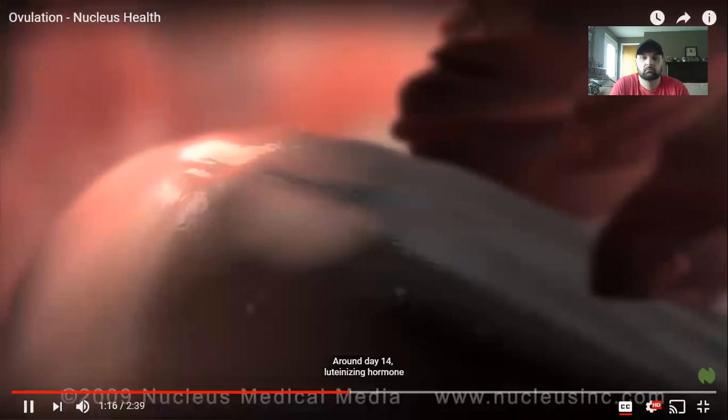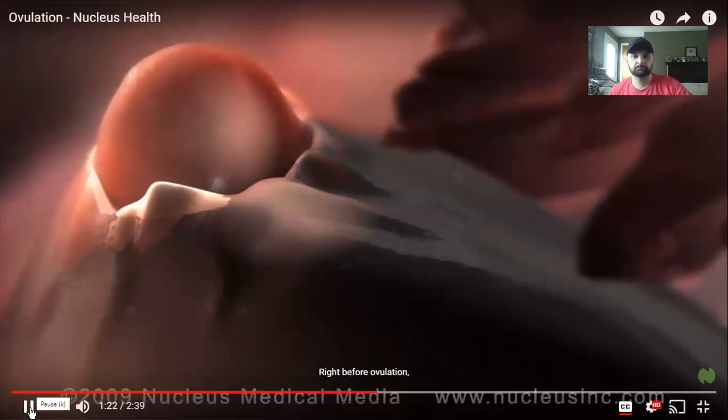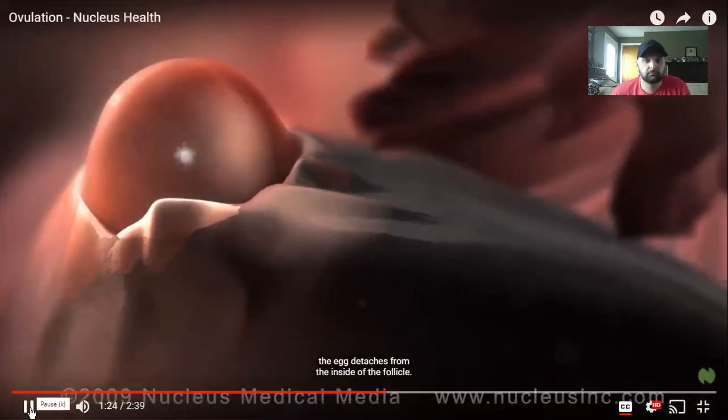Around day 14, luteinizing hormone causes the follicle to undergo a sudden growth spurt. Right before ovulation, the egg detaches from the inside of the follicle.